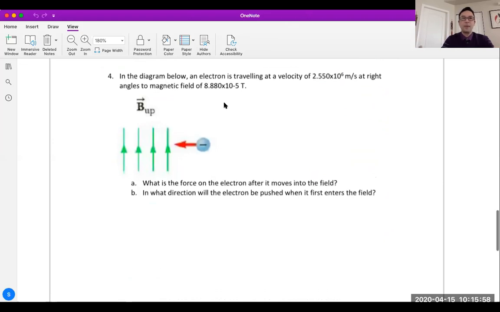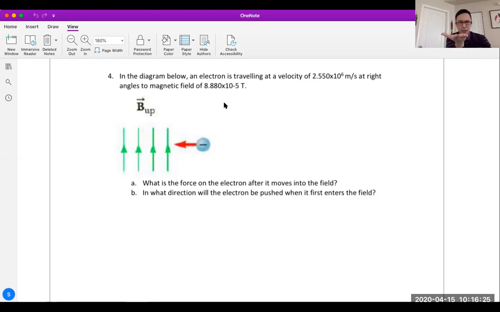Question 4. In the diagram below, an electron is traveling with the velocity of v at right angles to the magnetic field. So you can see the electron is traveling this way. The magnetic field is this way, upwards towards the top of your page. So fingers should be aligned upwards to the top of your page. The thumb should be in the direction of the positive particle. If an electron would go this way, a positive particle would go that way, the opposite direction.